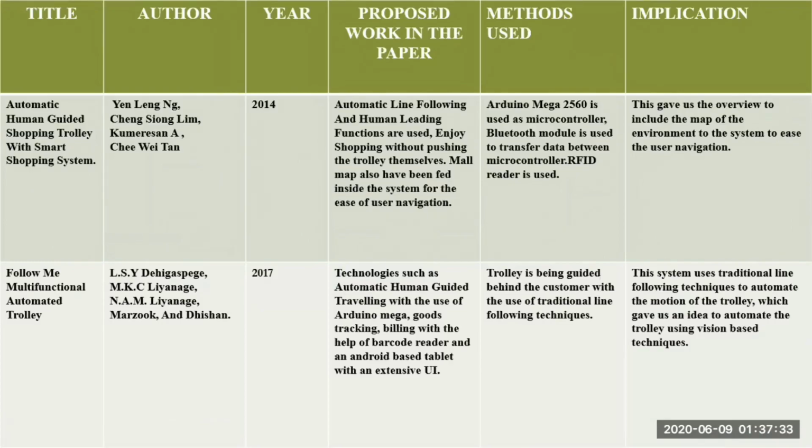If the user wants to purchase sugar, it routes him towards the sugar direction. By following the map which is shown already, the user can access the items very quickly and shop fast. So this is how the proposed work, or the methodology, in this paper works.